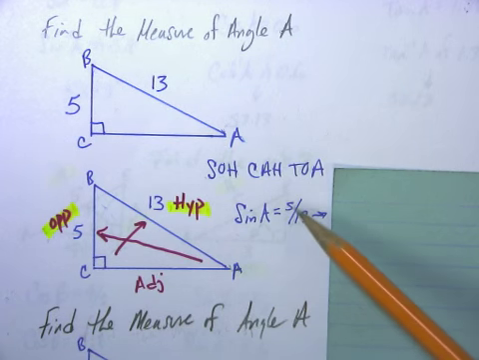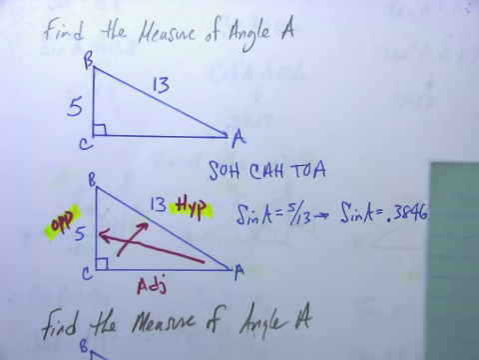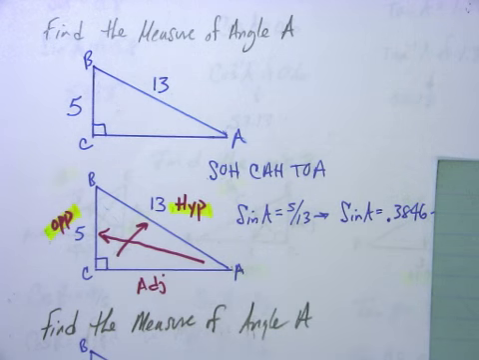And I wrote that here. So the sine of A is equal to 5 over 13. I plug this into my calculator. I'll give you a second to do that. And that's going to give you 0.3846. So the sine of A is equal to 0.3846.